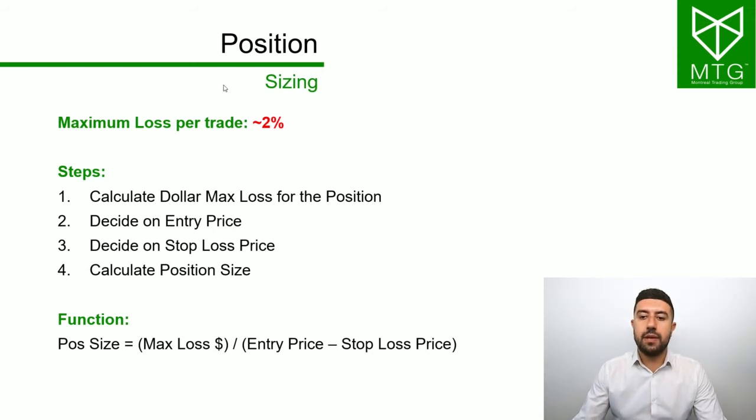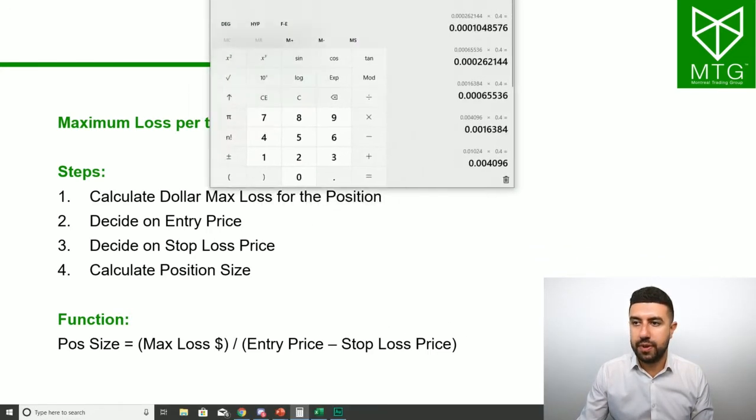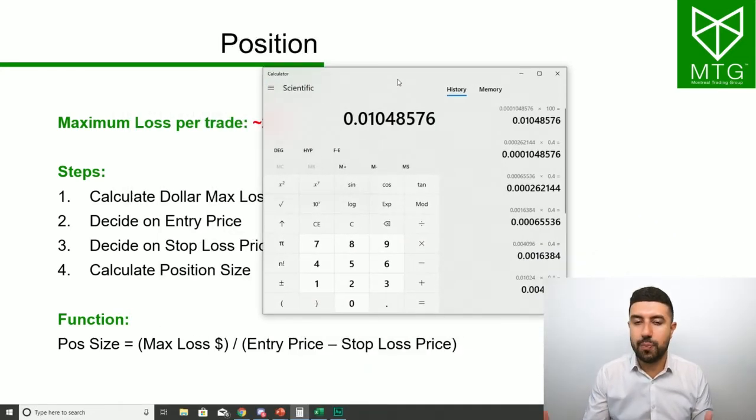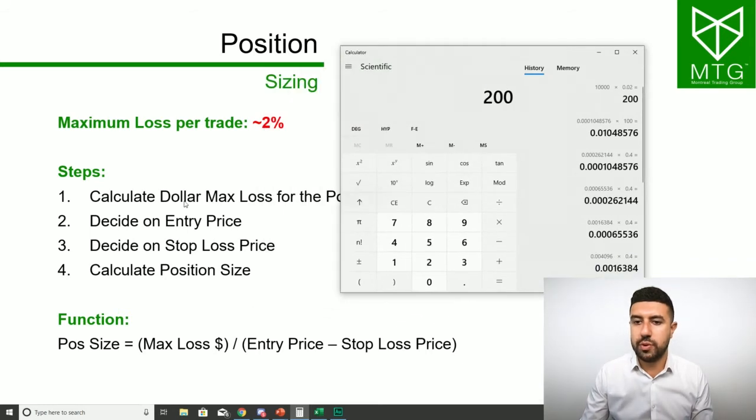So what are the steps to calculate your position sizing based on the risk level that you're going to take? One, first decide on your max loss per trade. Then the next step, calculate the dollar max loss for the position. And that's going to depend on your balance. So if you have $10,000 in your account and you're willing to lose 2%, then you're willing to lose $200. So here we calculate $200.